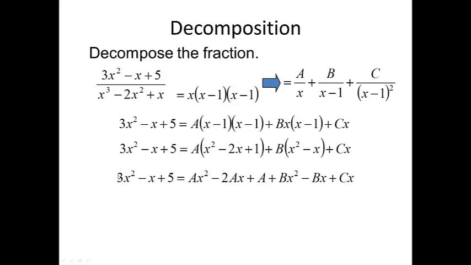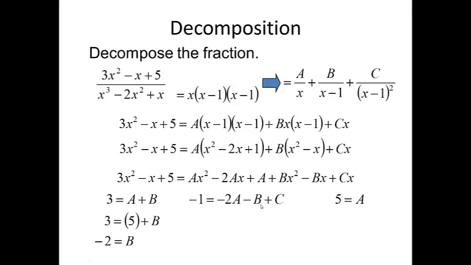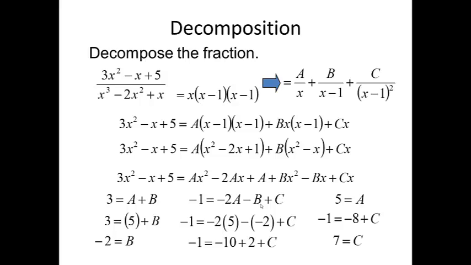Collecting all my x squareds, I get 3 is equal to a plus b. Collecting all my x terms, I get a -1 is equal to -2a minus b plus c. And then in this case, I do get a freebie, not always, but this was an easy one. So I get 5 is equal to a. Doing a back substitution all the way through, I get b is equal to -2. C is equal to 7. Putting this all back together, my final answer.